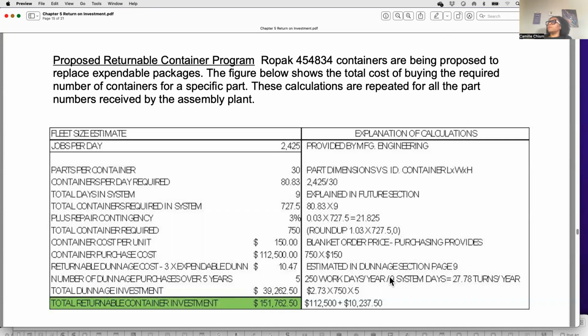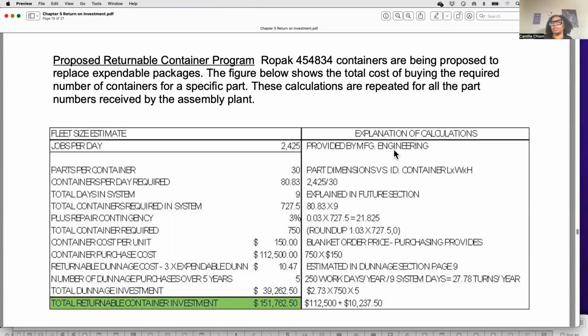Okay, this gives you some information here. It shows you where this came from. This shows here is provided by manufacturing engineering. Again, this is always a really good time to be friends with your manufacturing engineers. If they're responsible for doing these calculations, you want to make sure they have the right information and they're just not making things up based on previous assumptions.